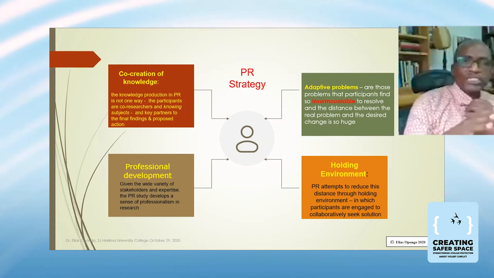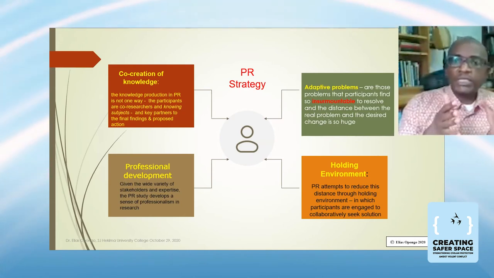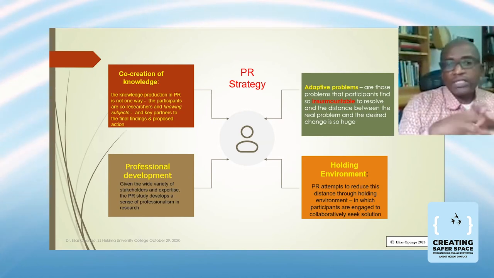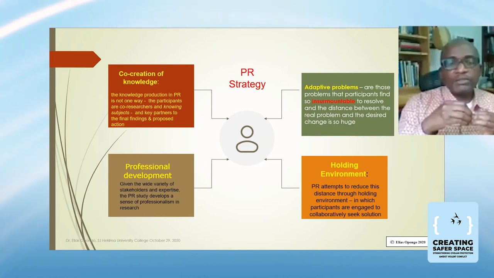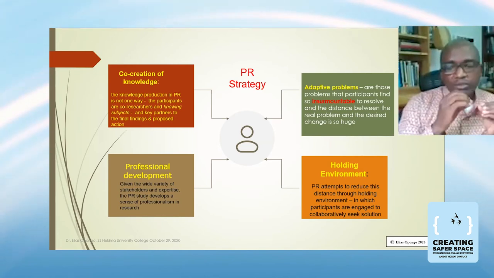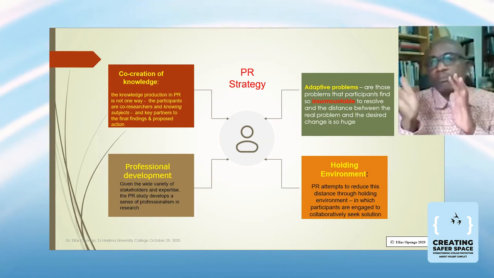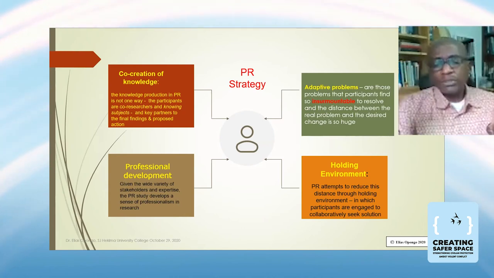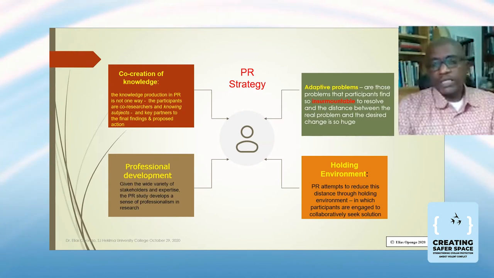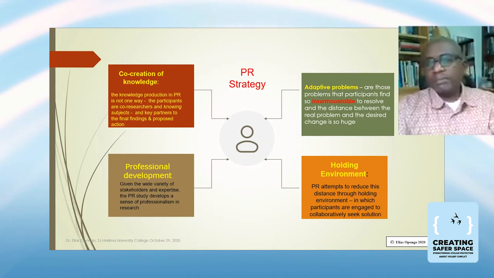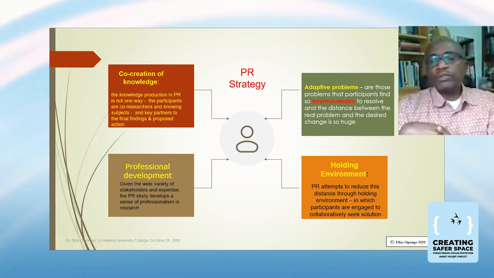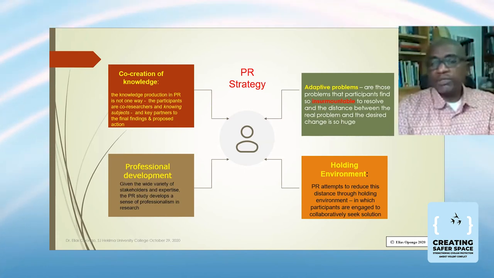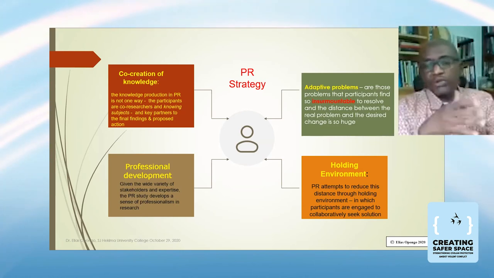Now, the question that has always been raised is whether participatory research actually can solve all the problems. And the obvious answer is no. The participatory research rather engages and reduces that particular space. We call that adaptive problems. It tackles adaptive problems that we seem to feel are insurmountable. Will the war ever end, for example, in South Sudan? Are we going to be in a situation where there'll be disarmament? Are our youth going to go to school and get proper jobs like other parts of the country, those in Juba, for example?